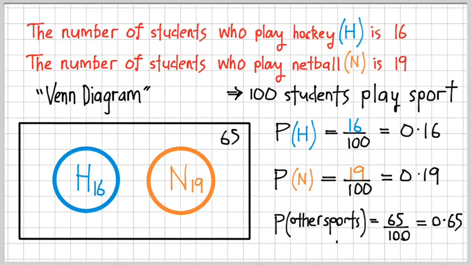Just to add a little bit further to this Venn diagram, these two events, H and N, here are mutually exclusive. What that means in simple terms is either a student plays hockey or they play netball, but they can't play both. So now let's consider a scenario where students do play both, because that can happen. A student can play both hockey and netball, be in both teams.